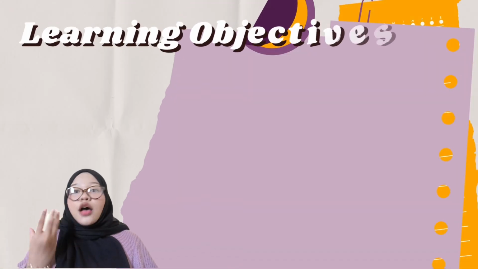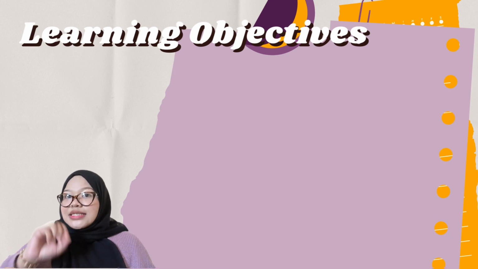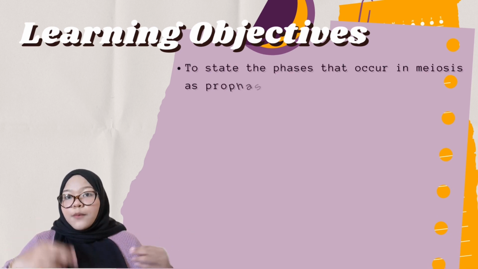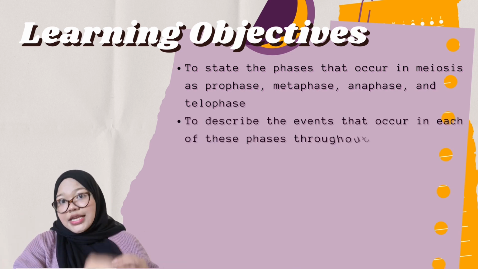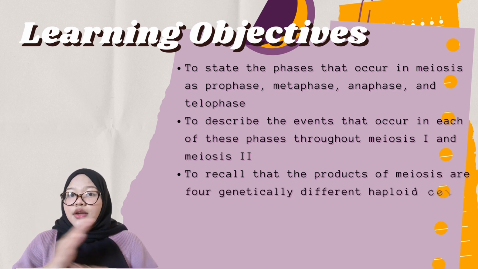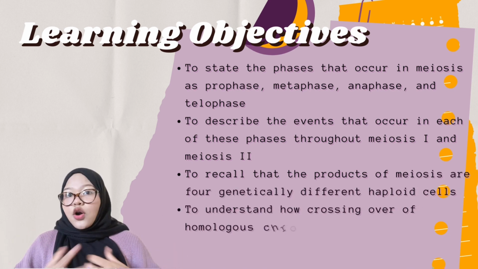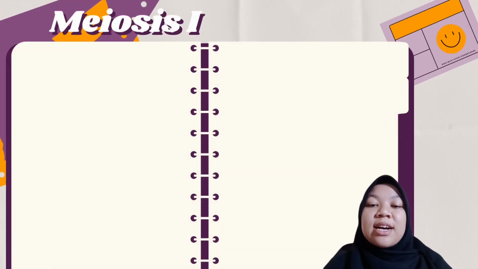Next, the learning objectives that we want to highlight in this video are to state that meiosis involves prophase, metaphase, anaphase, and telophase, in which 4 genetically different haploid cells are produced, and to understand how the crossover of homologous chromosomes increases genetic variation. Meiosis 1. There are 5 steps for meiosis 1.